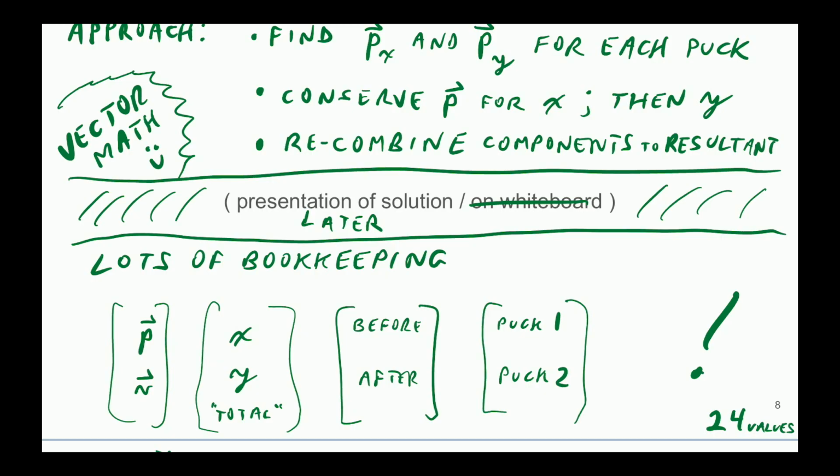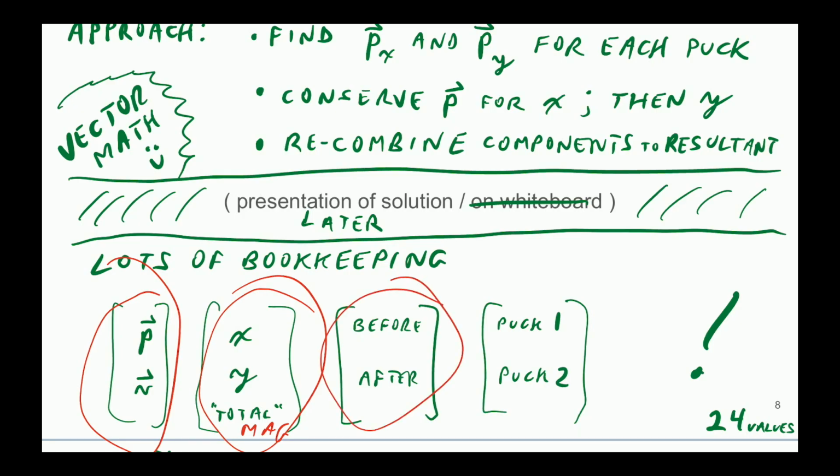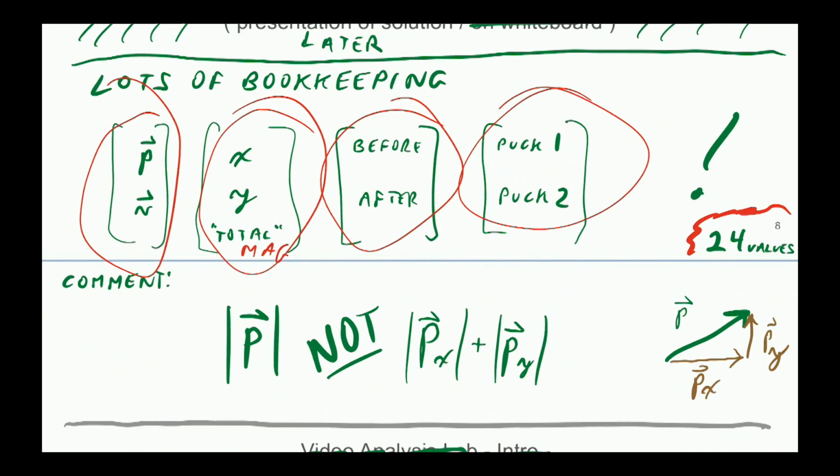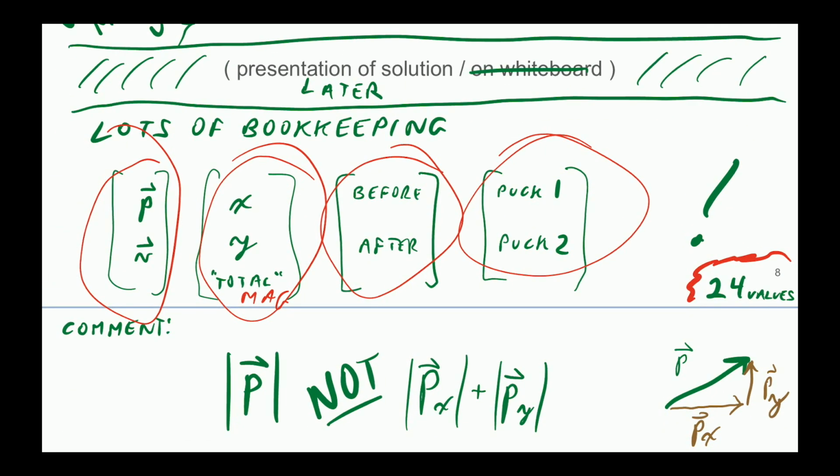Are we talking about a momentum vector or a velocity vector? Are we talking about the x component or the y component, or the total magnitude of the vector? What are we talking about anyway? And before or after the collision, and are we talking about puck 1 or puck 2? If you do the math, it looks like there are 24 different kinds of things you can calculate in this problem. It's a lot. So I do want to comment that the word total, I should stay in red here.